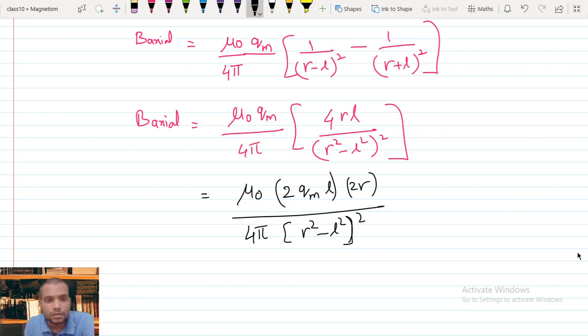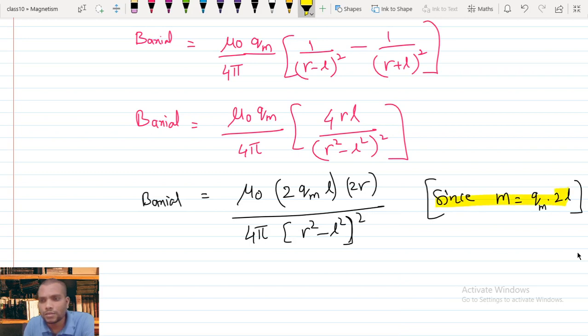This is B axial. We need to write that expression in terms of magnetic moment, M equals the product of magnetic pole strength times the length of the magnet. So we can insert this in the expression. Here M is the magnetic moment.